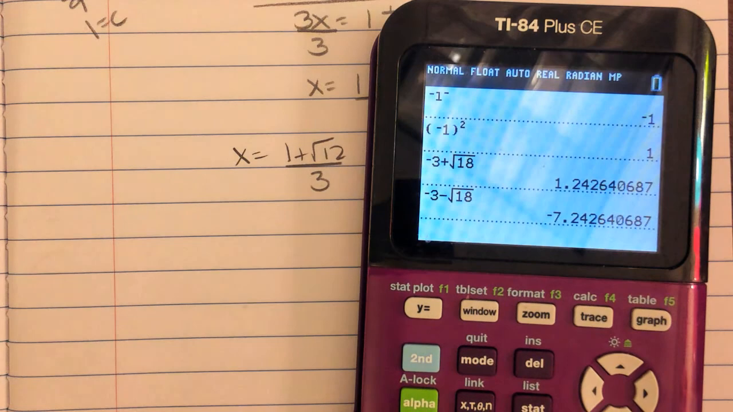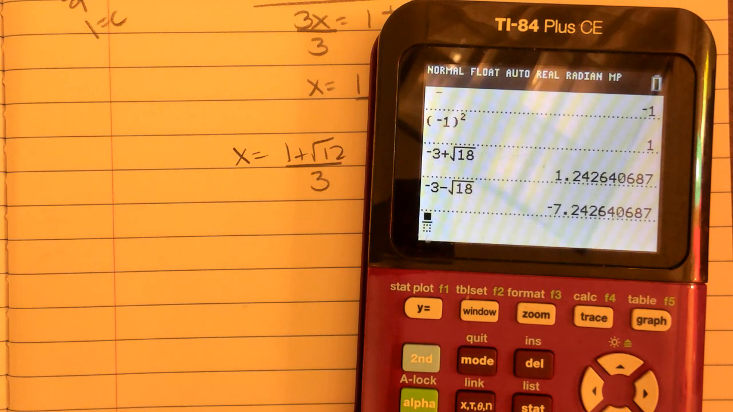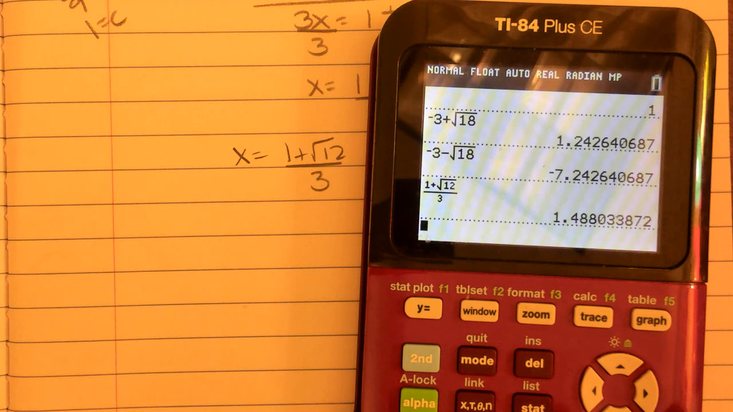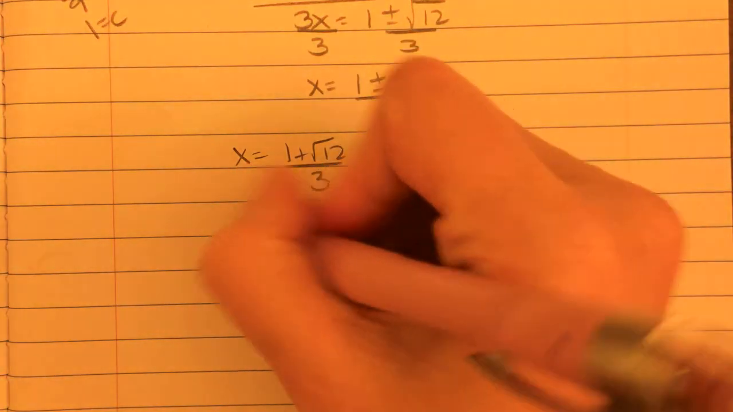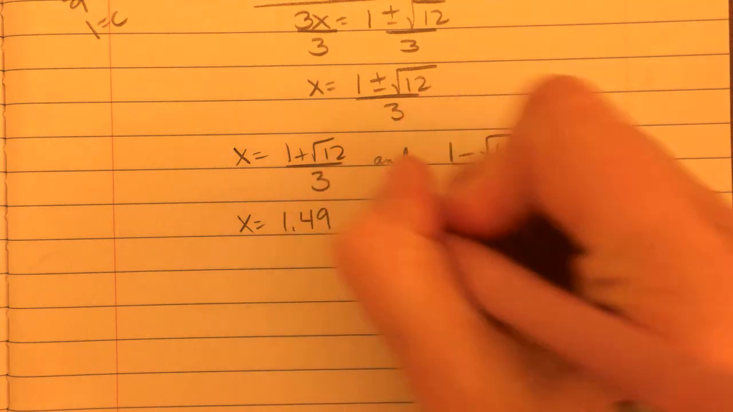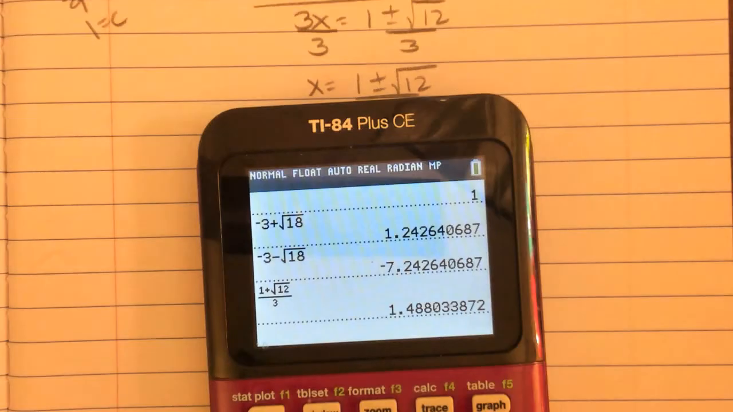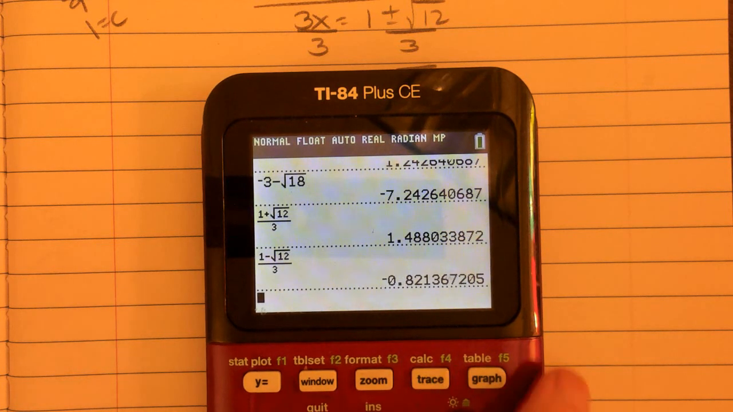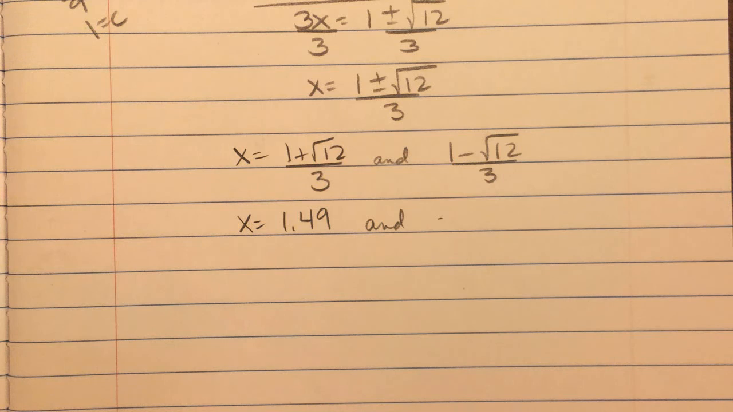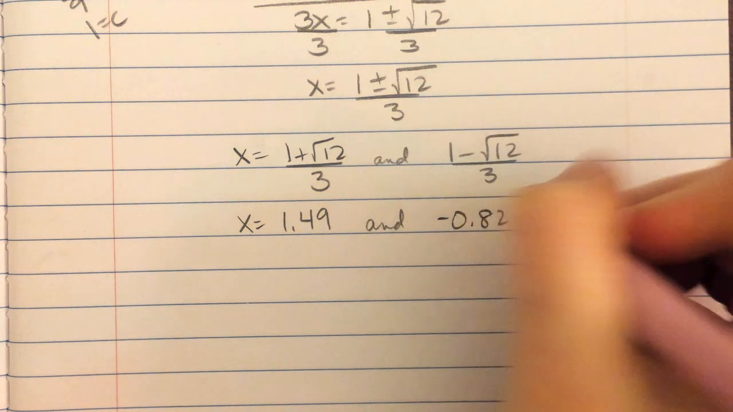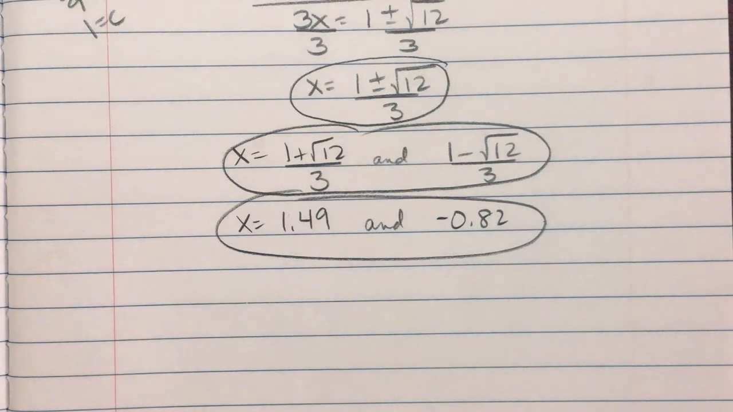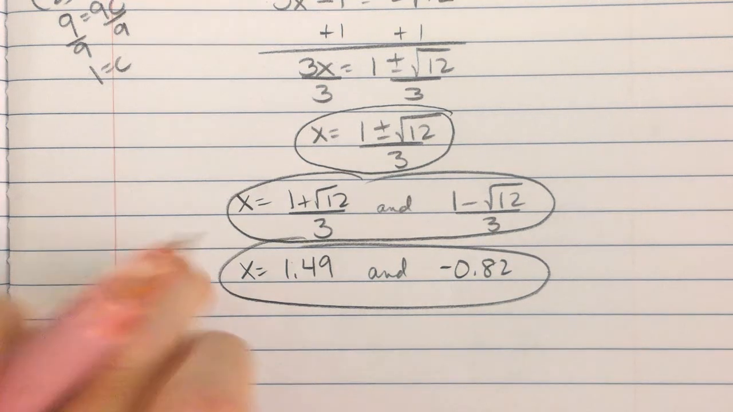So 1 plus the square root of 12 divided by 3 is 1.49. I might also see 1 minus the square root of 12 over 3, which is negative 0.82. Oopsie. All three of these are valid solutions that you might see. We will do more problems like this one tomorrow.